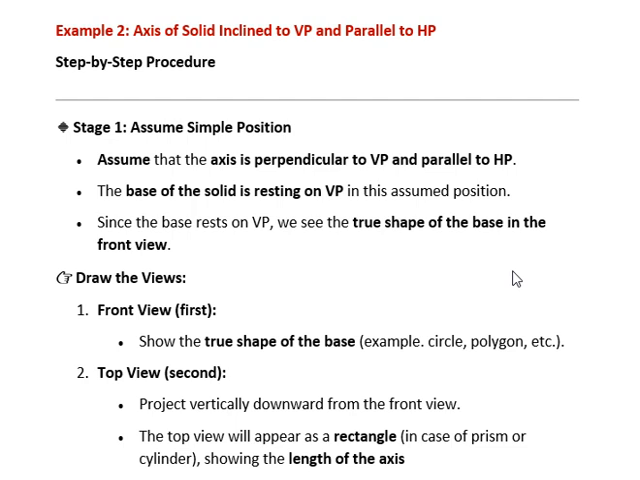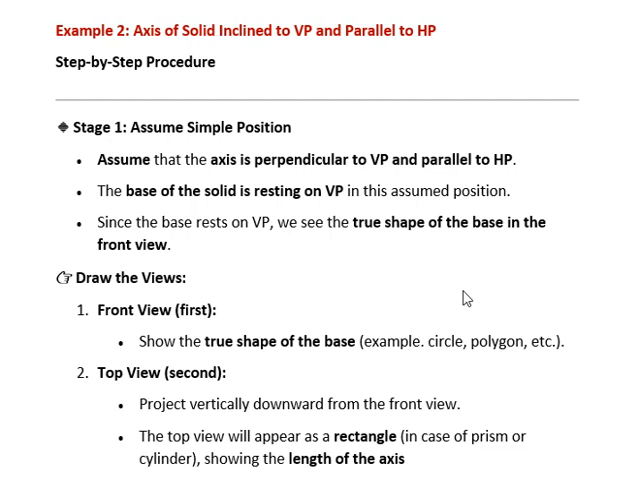That is, the axis of the solid is inclined to the vertical plane and parallel to HP. For that, this procedure we have to follow. One is stage 1. First, assume a simple position. Simple position means the base of the solid is completely resting on any one of the planes. So as per this problem, the base of the solid is resting on the vertical plane.